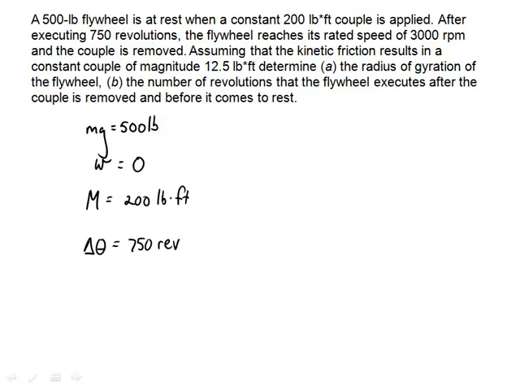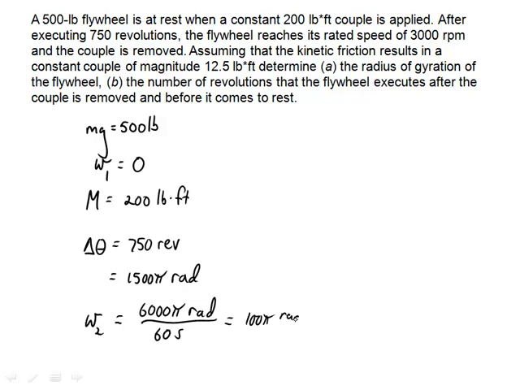But I generally don't want to use revolutions. I want to stick with radians. And so that's 1500 pi radians, because remember, each revolution is 2 pi radians. At the end of that time, the flywheel has reached a speed of 3,000 RPMs. So omega 2 is equal to 3,000 rotations per minute. That's 6,000 pi radians per 60 seconds, which is 100 pi radians per second.